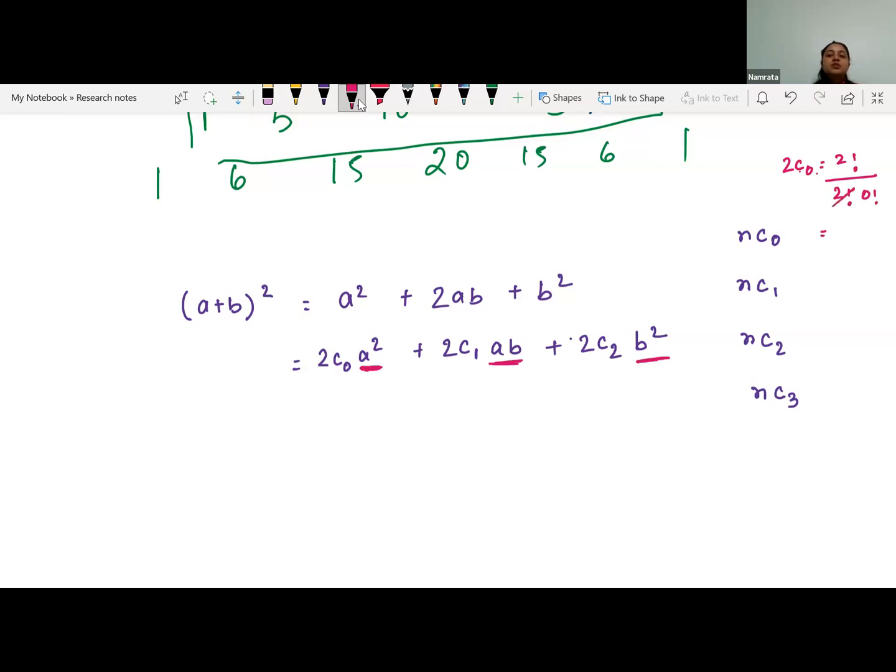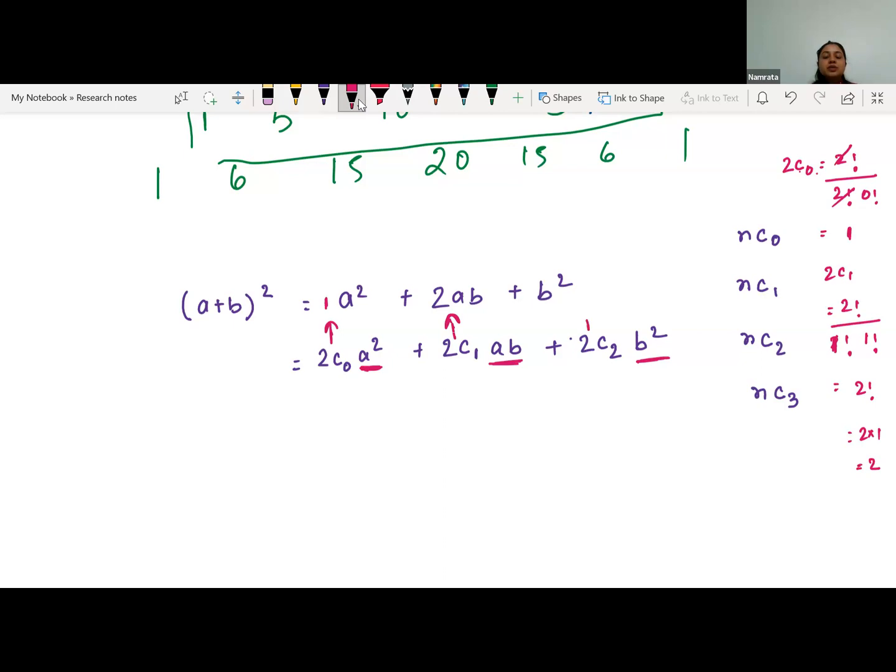Yes, ma'am. 2 factorial gone, and 0 factorial means 1. So that's why here the coefficient is 1. Can you see? Yes, ma'am. 2c1 means 2 factorial by 2 minus 1 factorial, and then 1 factorial. That means 2 factorial only in the numerator. That means 2 into 1, that means 2. From here only this 2 came out. Can you see? Yes, ma'am.